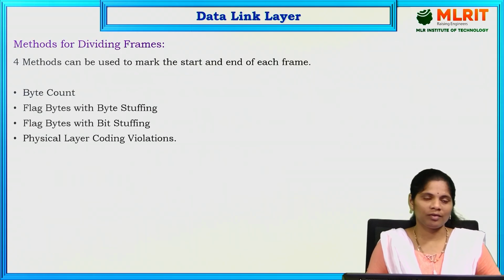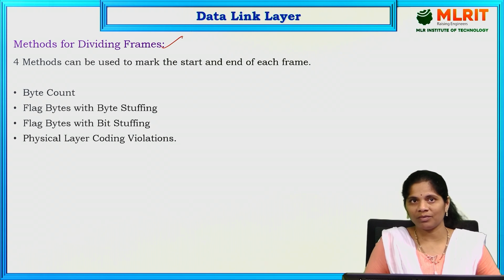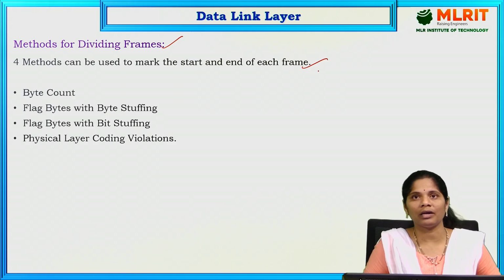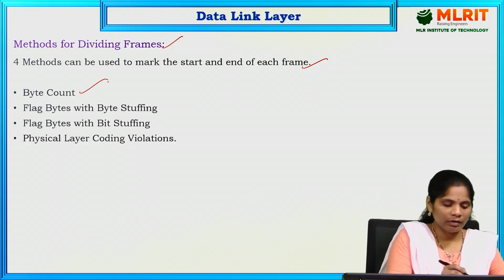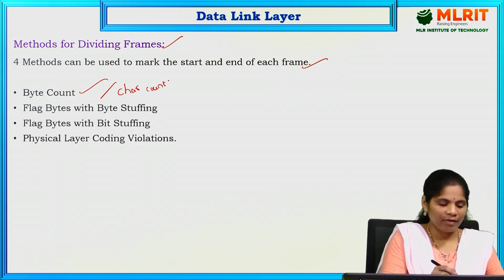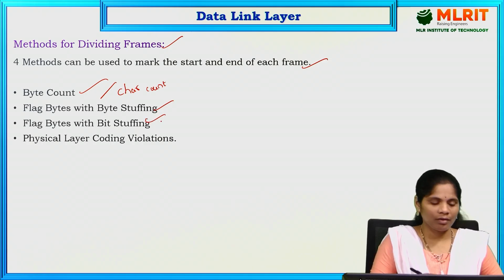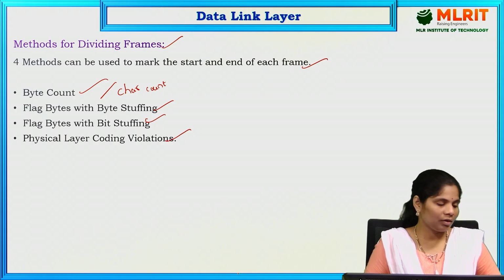The next topic is what the methods for dividing the frame are. We divided the data into different frames, so what are the different methods for marking the starting and ending of each frame? There are 4 methods. The first one is byte count, also called character count. The next ones are flag bytes with byte stuffing, flag bytes with bit stuffing, and physical layer coding violations. These are the 4 methods for dividing the frames.